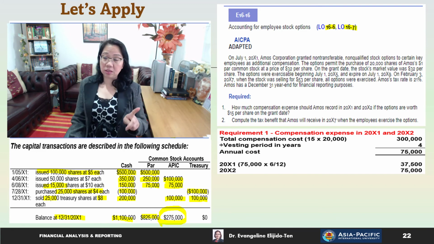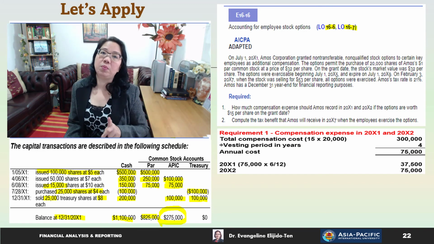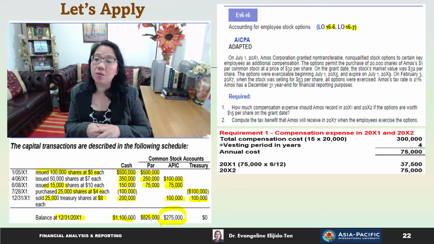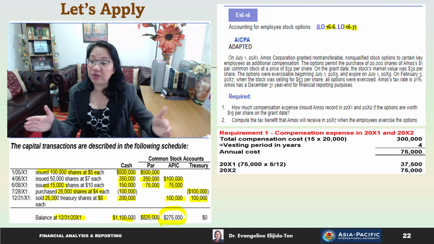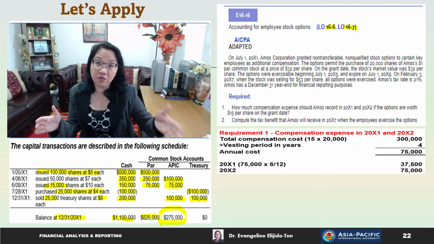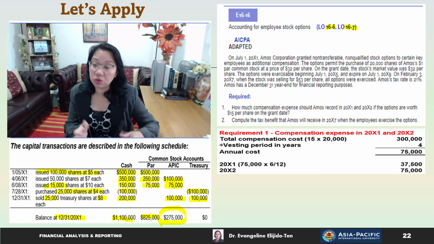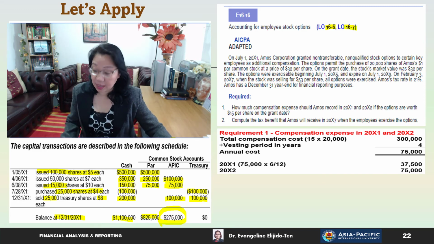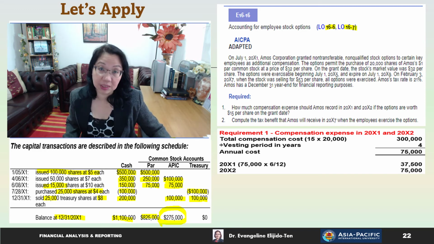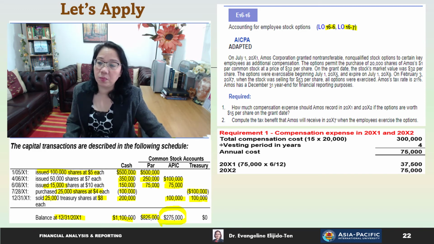So in 20X1, we will be multiplying this by half a year because the grant date was on 1st of July 20X1 and the fiscal year runs from 1st January to December 31. In 20X2, then the full annual cost will be recognized as part of the compensation expense. Let's go to number 2.